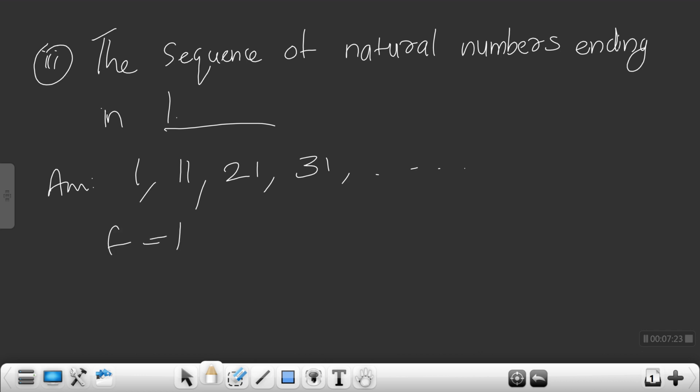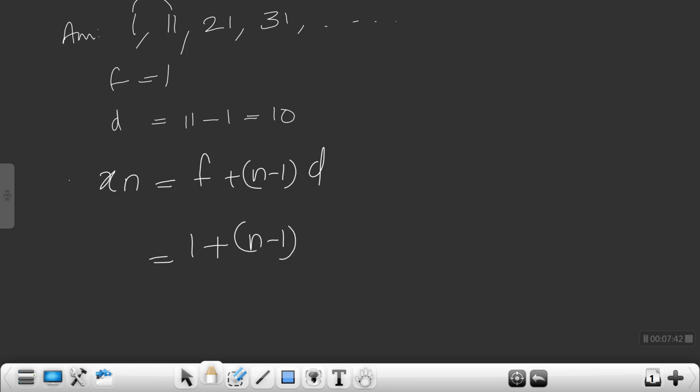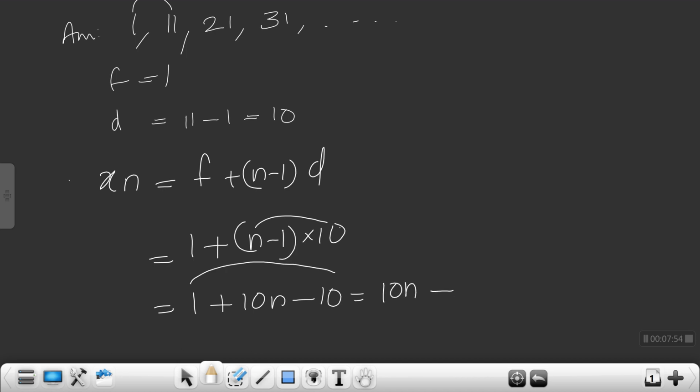Here f is equal to 1 and the common difference d is equal to the second term minus the first term, 11 minus 1, which is 10. Then the algebraic expression xn is equal to f plus (n minus 1) into d, which is 1 plus (n minus 1) into 10, which is 1 plus 10n minus 10. 1 minus 10 is minus 9. So 10n minus 9 is the algebraic expression of the sequence of natural numbers ending in 1.